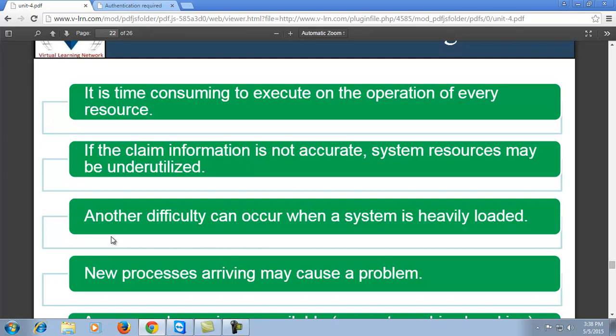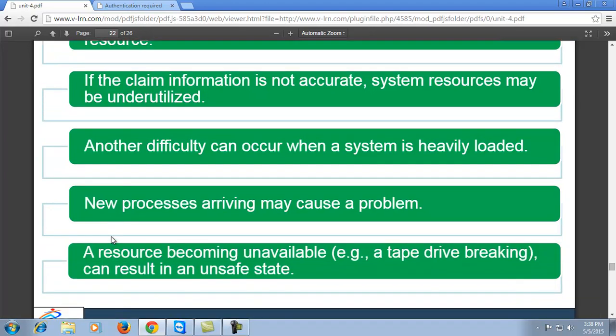Next is new processes arriving may cause a problem. Whenever a new process enters into the system, it always generates some issues related to allocation of resources, related to time, related to the session which is required by that particular process for completion of its task. Now the next is a resource becoming unavailable. Example, a tape drive breaking can result in an unsafe state.